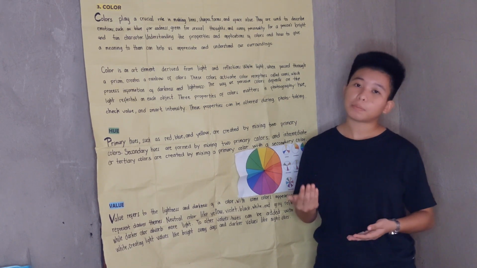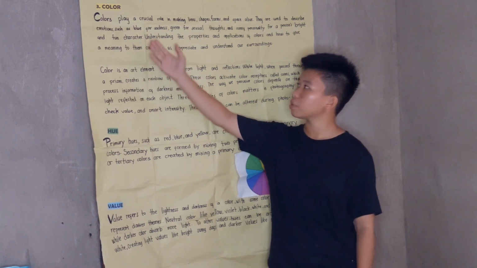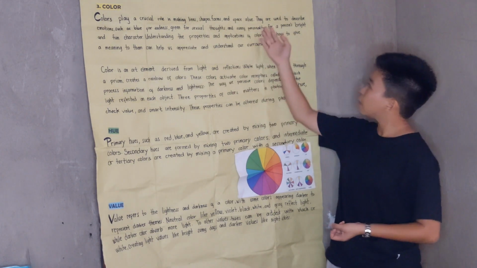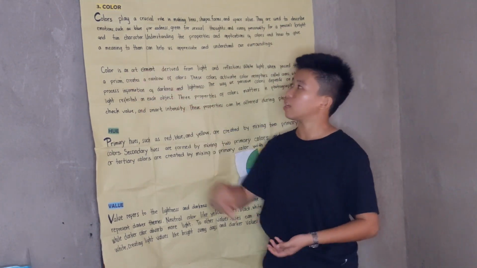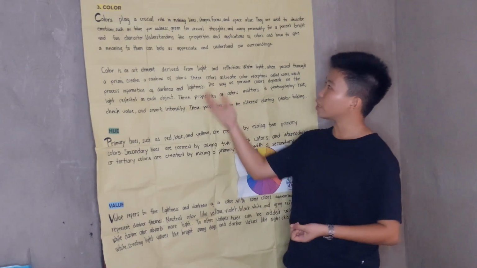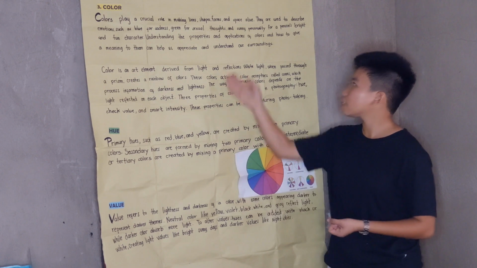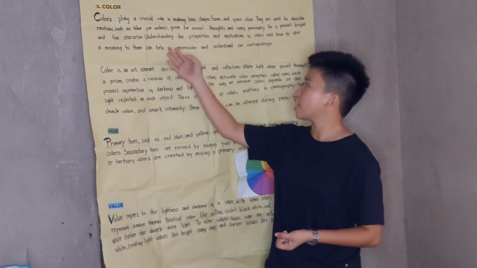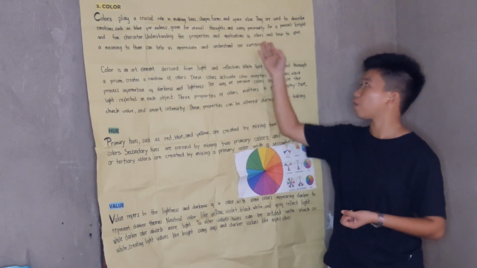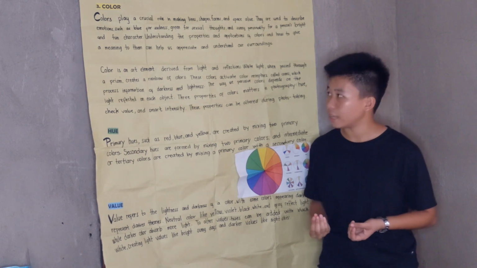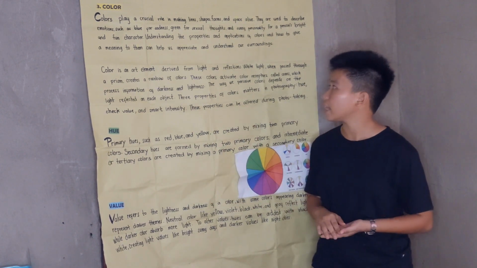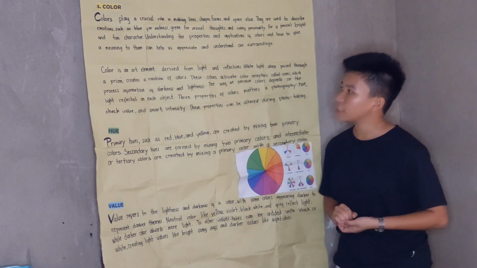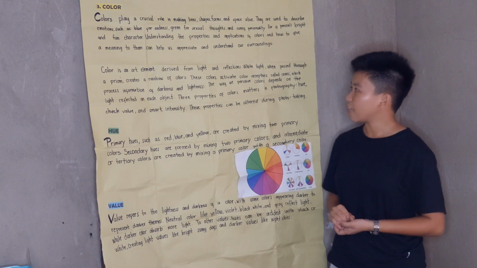So our report is all about colors. Colors play a crucial role in making lines, shapes, and space alive. They are used to describe emotions such as blue for sadness, and a sunny personality for a person's bright and fun character. So understanding the properties and applications of colors and how to give meaning to them helps us appreciate and understand our surroundings.